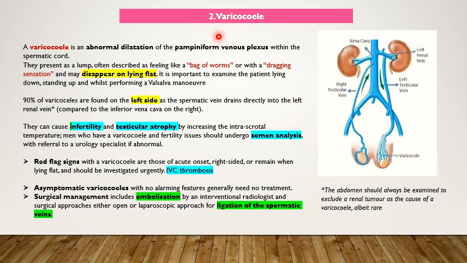Okay, the next one is varicocele. Varicocele is abnormal dilatation of the pampiniform venous plexus, which, as I showed you just now, lies along the vas deferens, the spermatic cord.